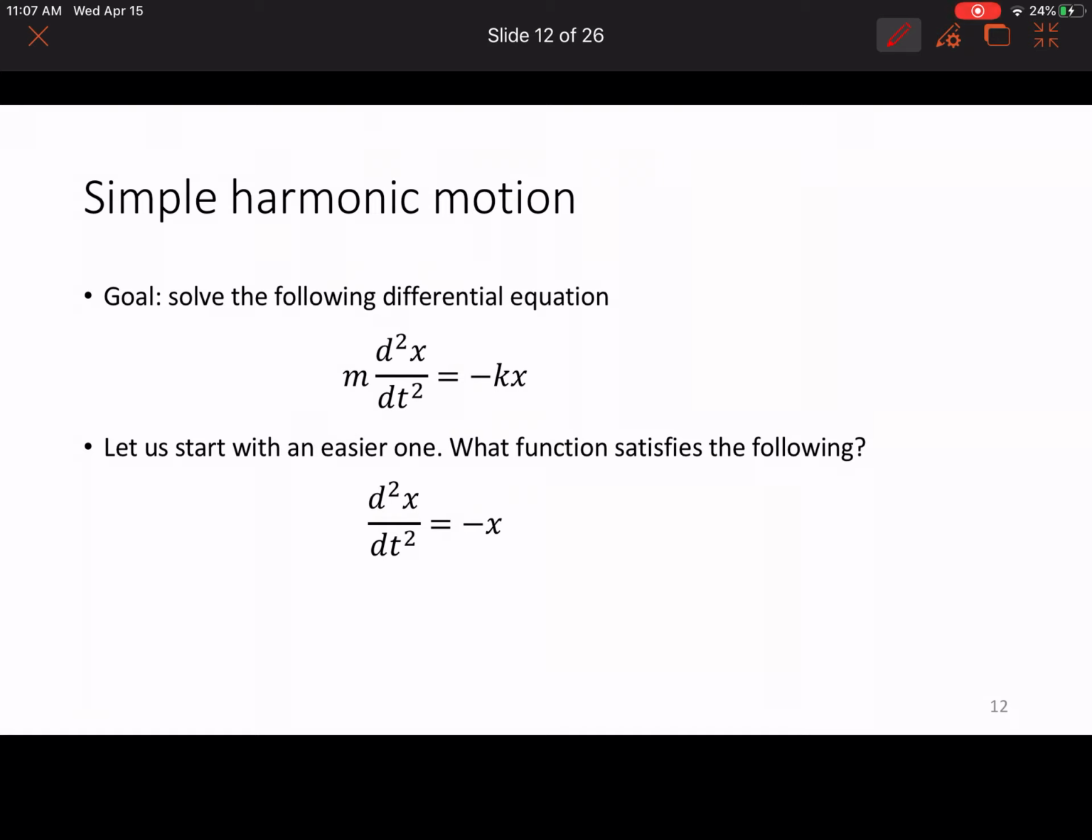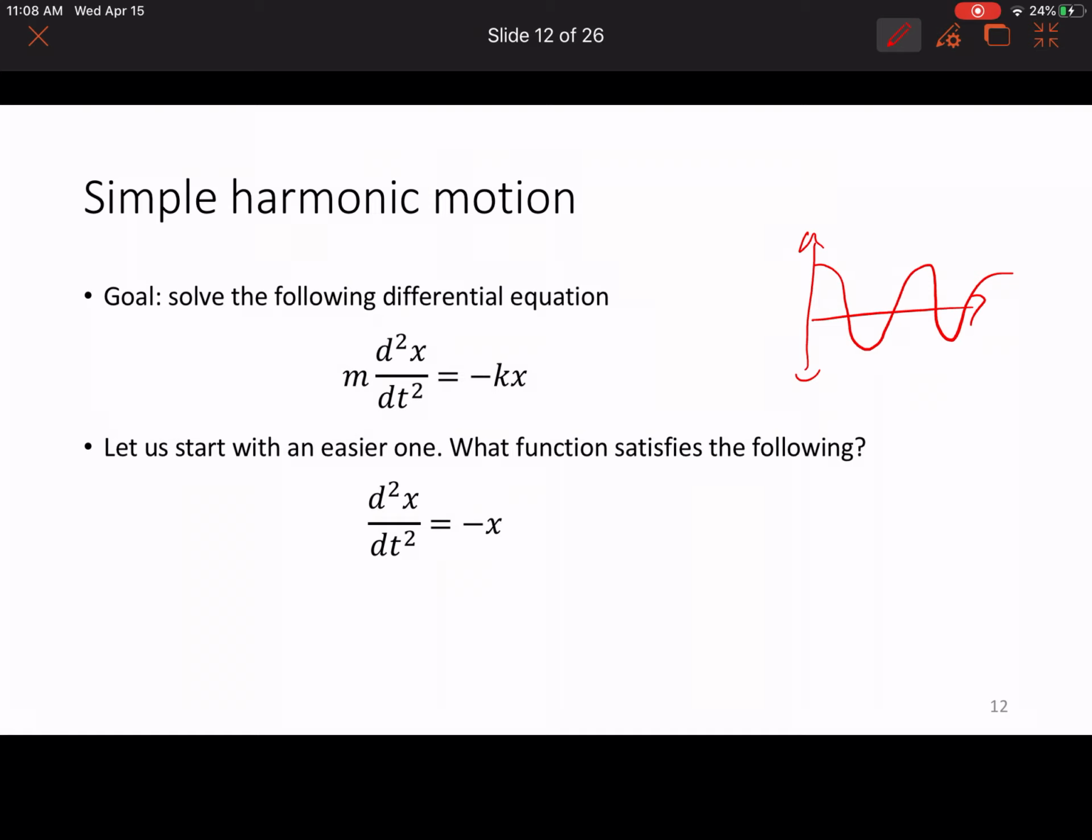Let's say I were to forget about m and k and just tell you that d squared x dt squared is negative x. So the second derivative is proportional to negative the function. Can you figure out a function that satisfies this equation? A simple function that you all know and love. I'm going to give you a quick hint, which is we know that the solution to this kind of looks like periodic motion. All right, so what function satisfies this equation?